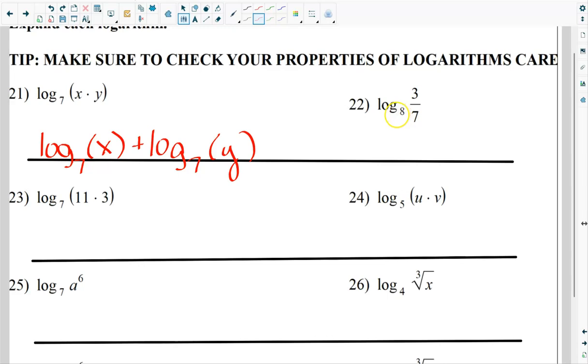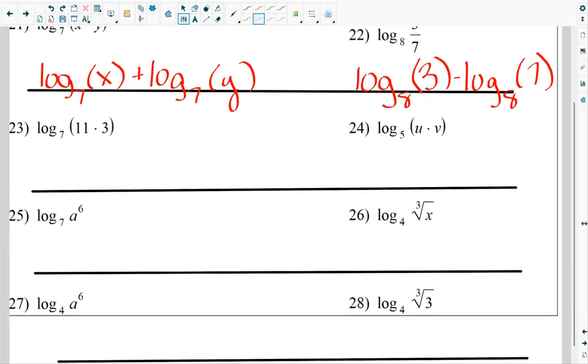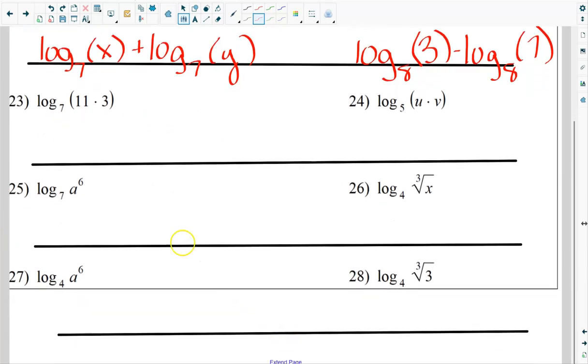In this case, again, it can kind of play tricks on some of your eyes, so take a look at the properties. We have a division. A fraction is division, so I'm going to use the quotient property. So I have log base 8 of 3, this guy should go first, minus log base 8 of 7. We're pretty much done there. Let's keep going.